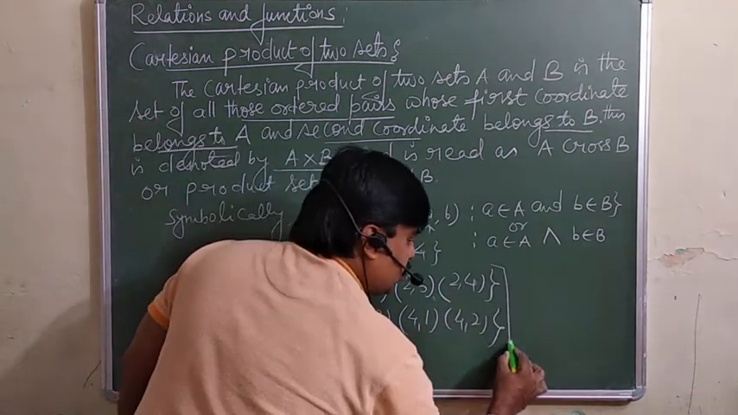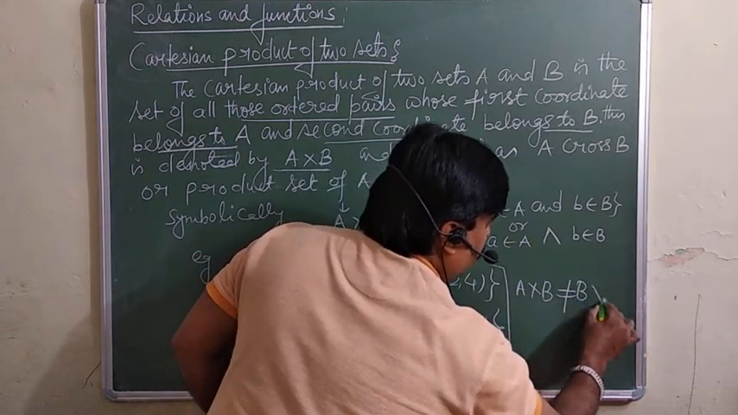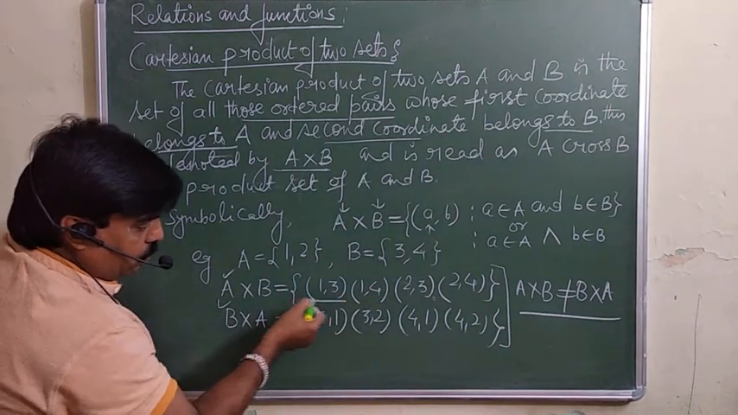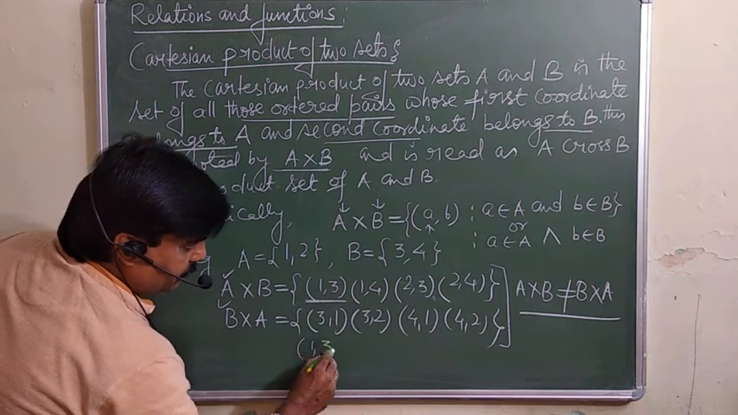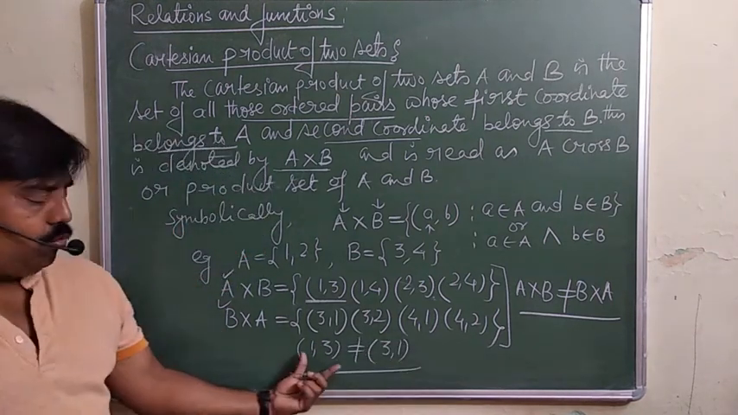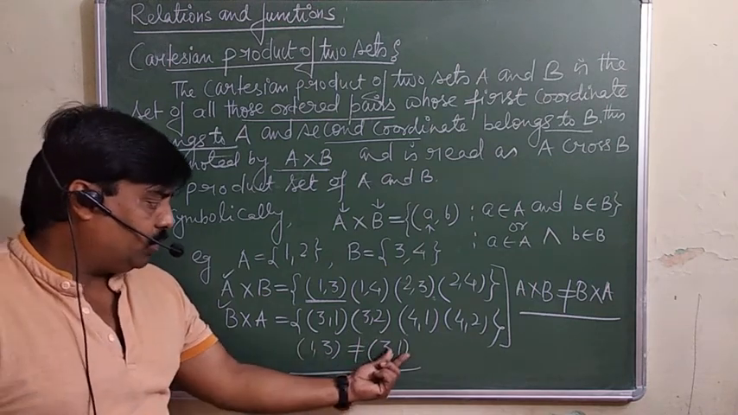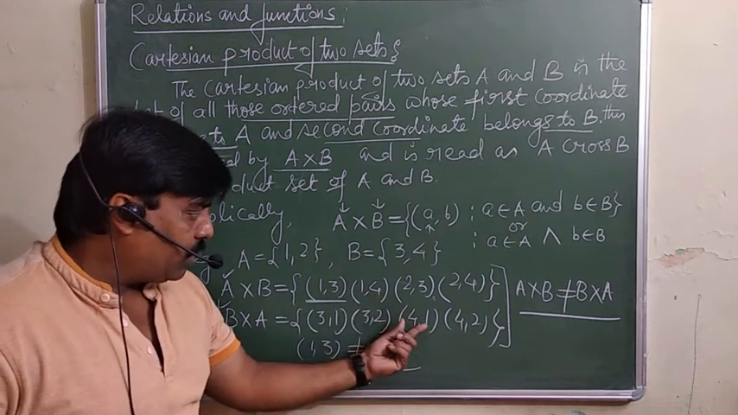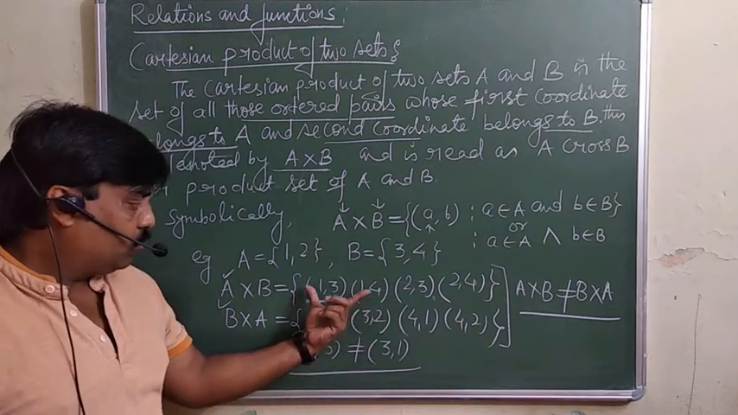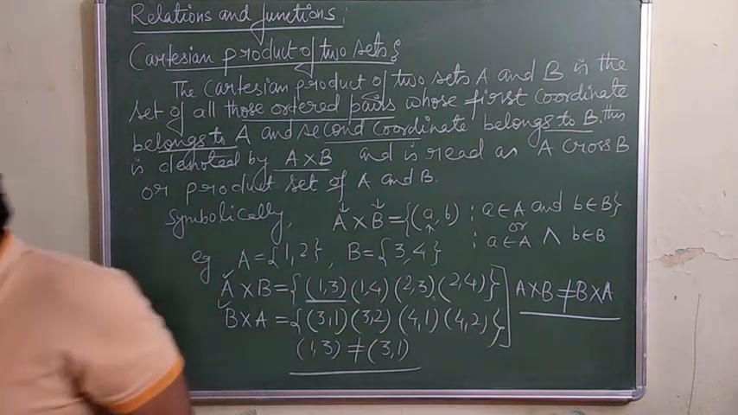If we compare these two, you will see that A cross B is not equal to B cross A, because the ordered pair (1, 3) is not equal to (3, 1). For two ordered pairs to be equal, the first component should be equal to the first and the second should be equal to the second. So they are not equal. You can't say that (2, 3) is equal to this one. So that's why A cross B is not equal to B cross A. Have a look.